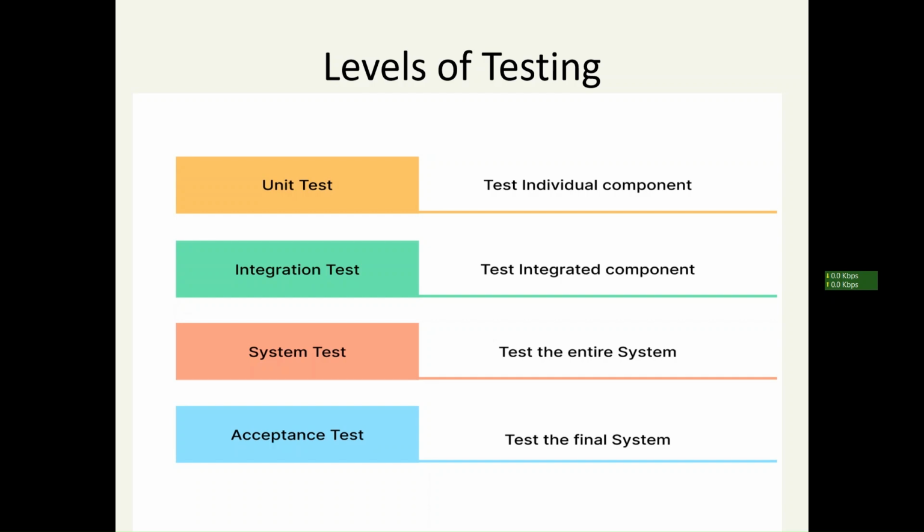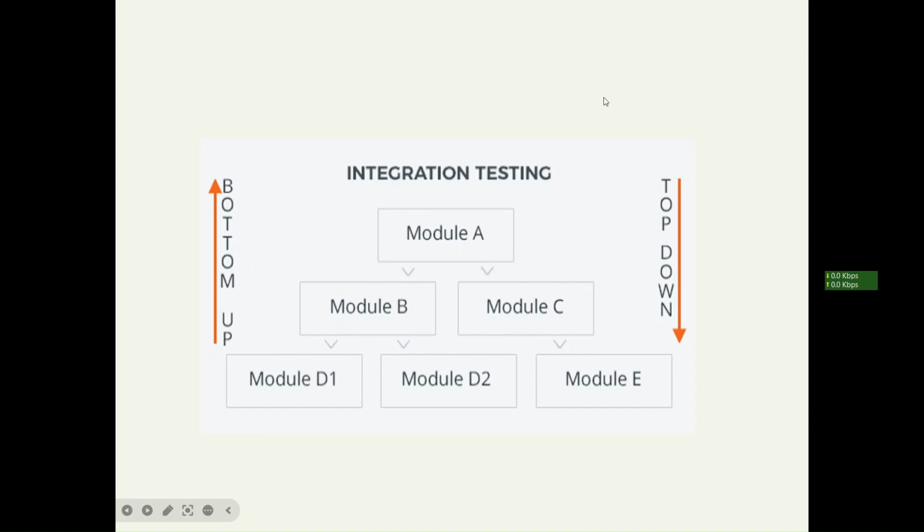Integration testing is divided into the top down approach and the bottom up approach. Top down approach means testing module A, module B, module C, then module D. Bottom up approach is testing module E, then module D, then module C, then module B, then module A. Top down means from top to down. Bottom up is from bottom to top. You will do this during your integration testing.